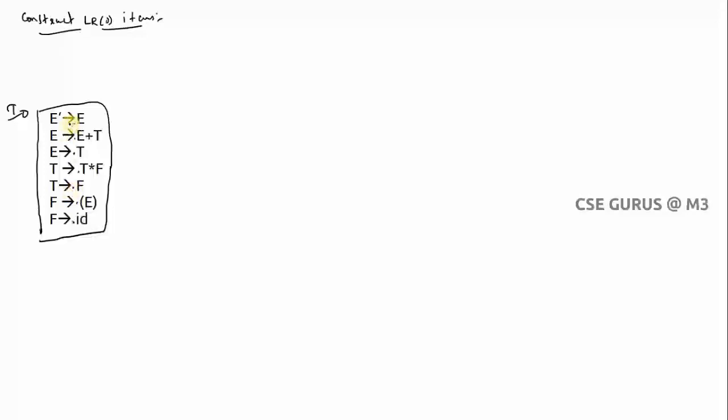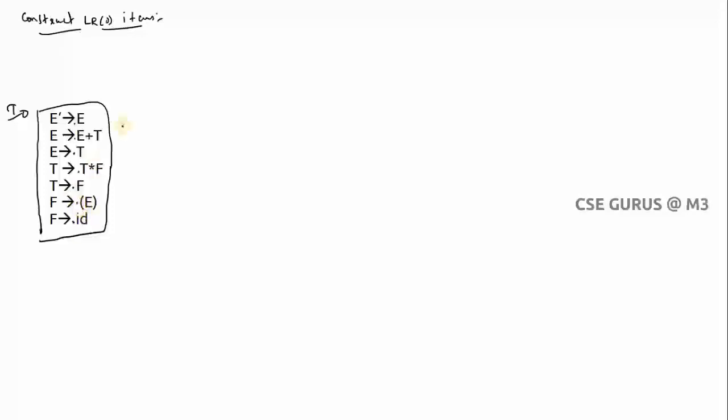This dot represents the scanning of the next symbol after the dot. Here, after the dot E is there, so I am ready to scan the symbol E. Here also E, I am ready to scan E. Here T, so I am ready to scan T. Here dot id, that means I am ready to scan id. So this is the scanning of the symbols.